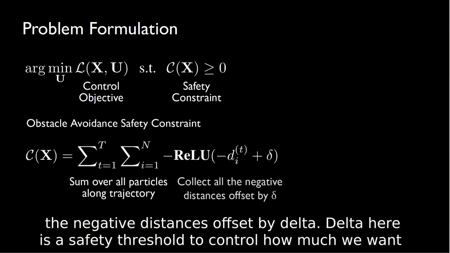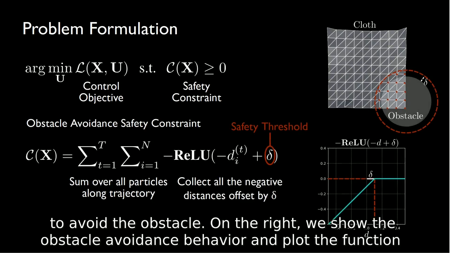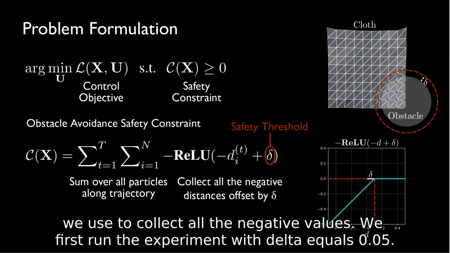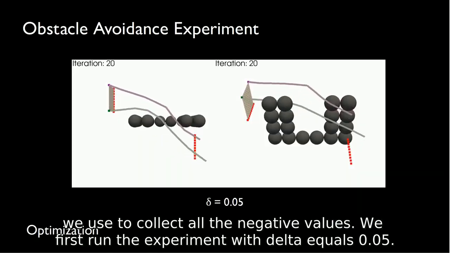and collect all the negative distances offset by delta. Delta here is a safety threshold to control how much we want to avoid the obstacle. On the right, we show the obstacle avoidance behavior and plot the function we use to collect all the negative values. We first run the experiment with delta equals 0.05.